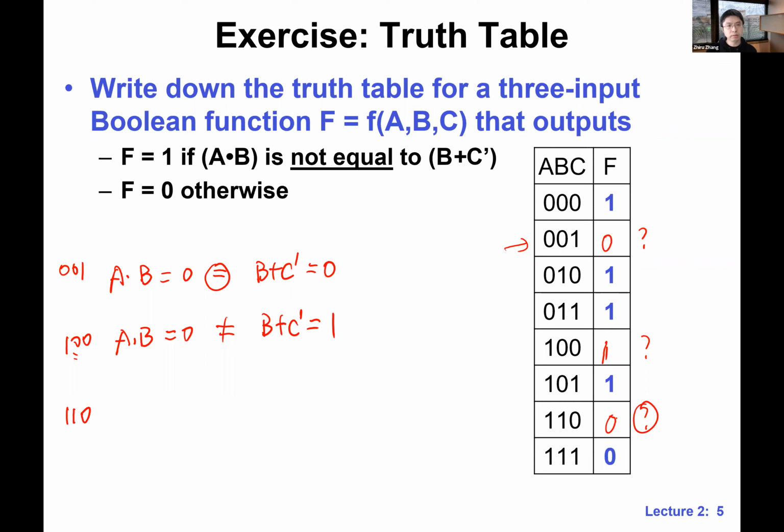Again, the point here is that we have a 3 input Boolean function. So that's why we have 8 rows, right? And then we have a single output, right?